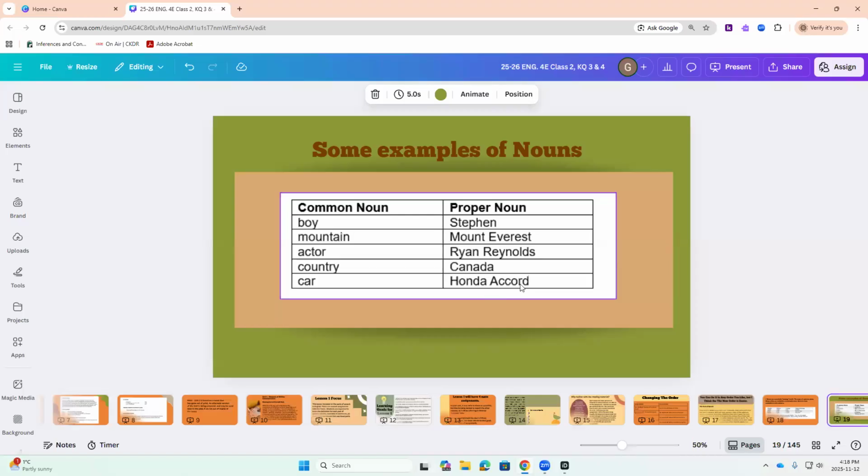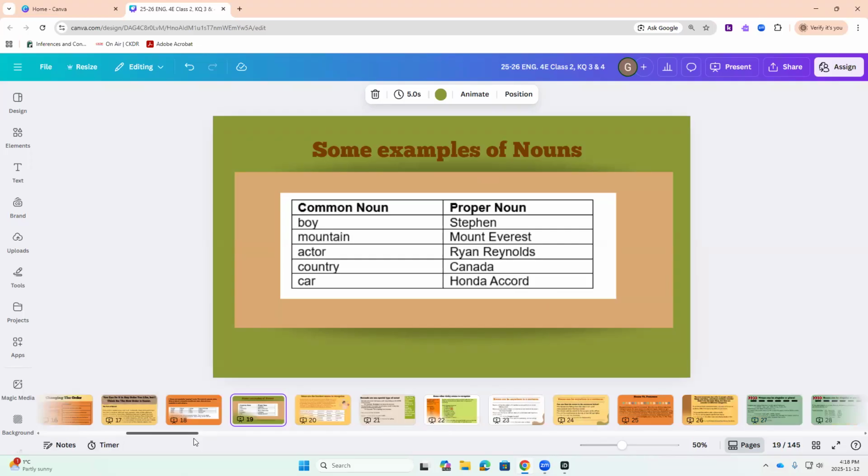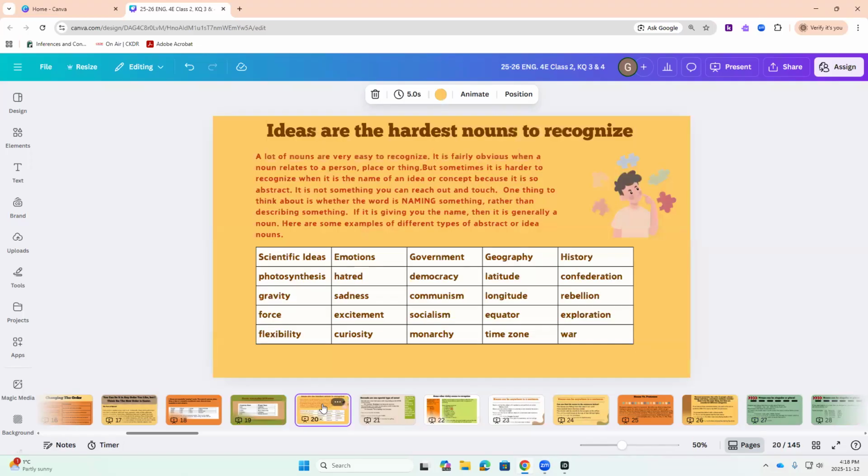But I could be talking specifically about a Honda Accord. That would be a proper noun. It's not that important, other than I find sometimes people don't recognize proper nouns because they think, oh, that's a name, so it must be a different category, but it's not. Ideas are the hardest nouns to recognize because they're a bit abstract. A lot of the other ones you can visualize, like I can picture a guy, I can picture a car. It's hard to picture an idea, okay?